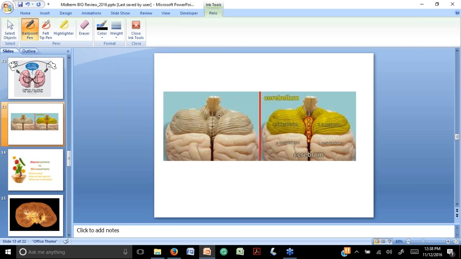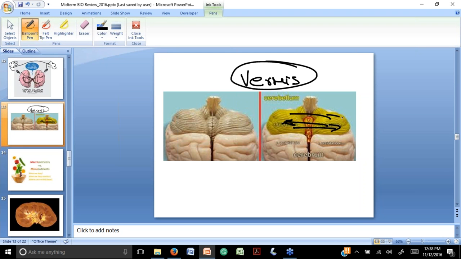Same here for the vermis. So this is the cerebellum, and the cerebellum is going to have this portion called the vermis. Vermis is the connection between the two hemispheres. So they are going to share information. So you can tell your right side of your body knows what the left side is doing, so you don't do different things. You are coordinating right and left, right? You don't do something and your other half of your body does something else. No, right? So they are going to coordinate things.